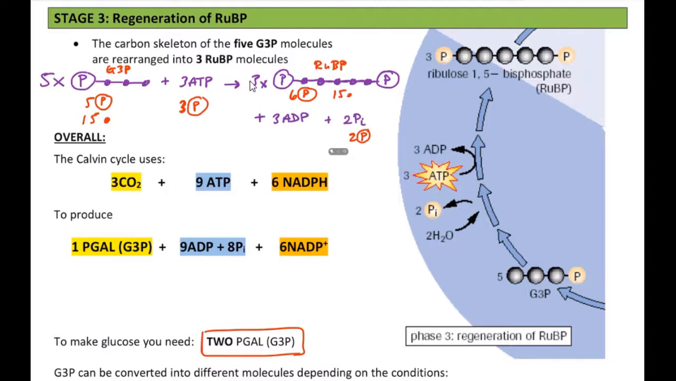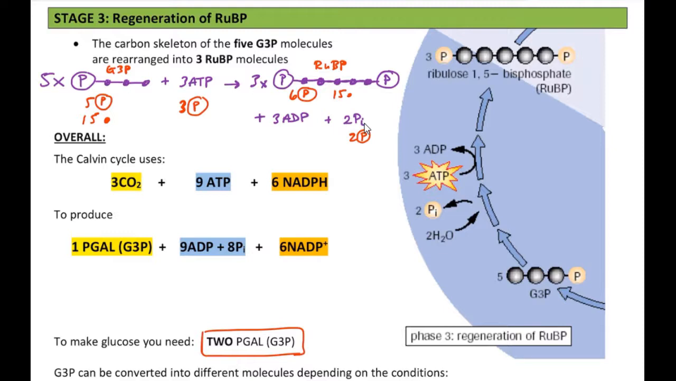And now when I count them up, I can say I've got 3 of these big RuBP. So 3 times the 2 phosphates on either end give me 6 phosphates. 3 times the 5 carbons in the middle give me 15 carbons. Then I have these 3 ADPs, and I have the 2 inorganic phosphates. If I added them all up, you'd see on either side of this equation we have the same number of phosphates and the same number of carbons in and out, no problem.